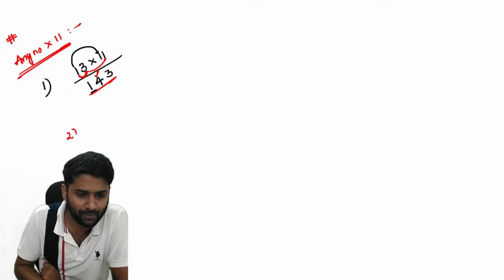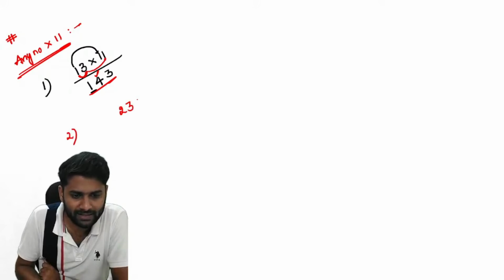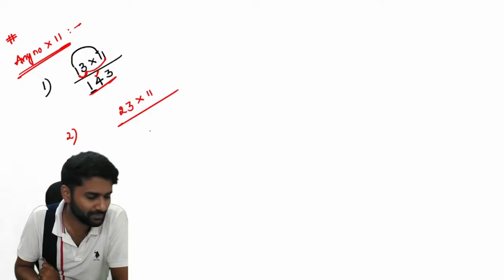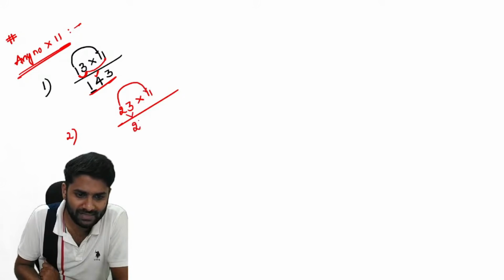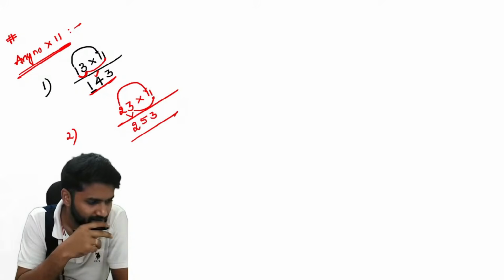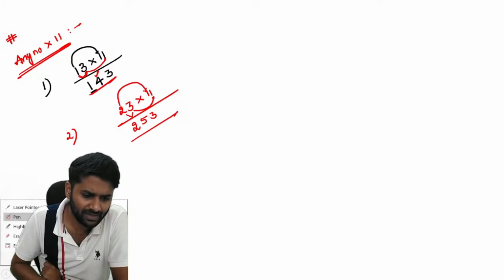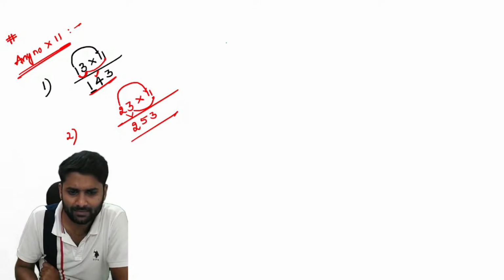Don't worry, I will help you out. 23 is multiplied with 11. Step number 1, it's 2 into 1 is 2. 2 plus 3 is equal to 5. 3 into 1 is equal to 3, so the answer is 253. Is it clear? So in this way, you can consider any digit, any number.